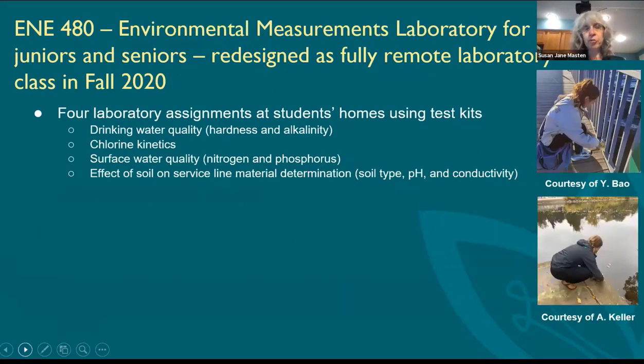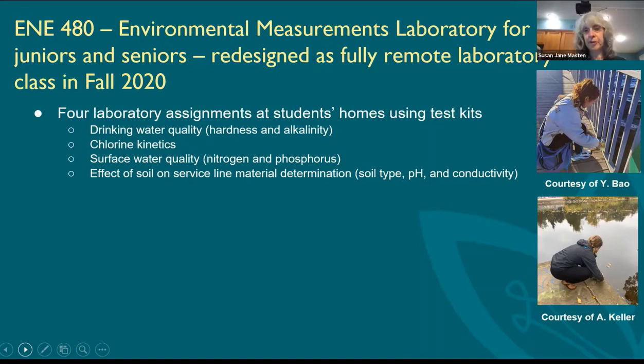So what I developed were 4 laboratory assignments that the students could do using commercial test kits. So I wanted to create these labs. Students could buy relatively inexpensive pool aquarium type test kits, and then they could use those for their labs. So we did a lab looking at the variability of tap water and bottled water.